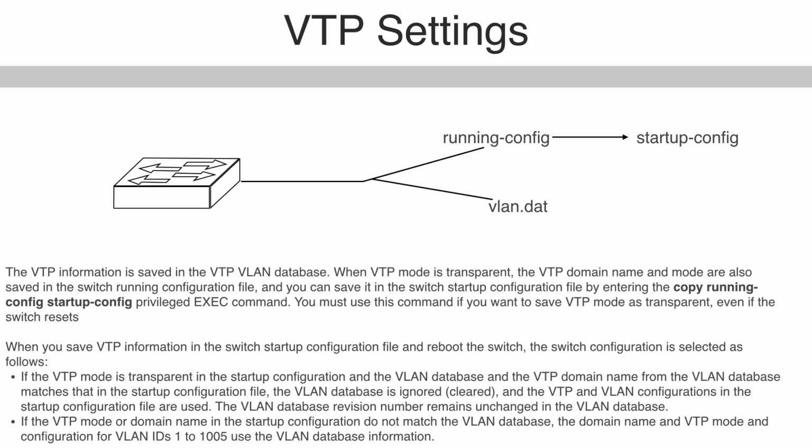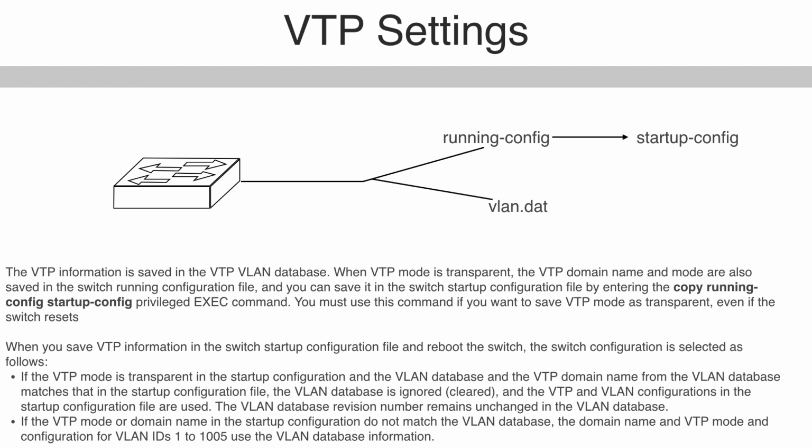When you save VTP information in the switch startup configuration file and reboot the switch, the configuration is selected as follows. If the VTP mode is transparent in the startup configuration and the VLAN database, and the VTP domain name from the VLAN database matches that in the startup configuration file, the VLAN database is ignored or cleared, and the VTP and VLAN configurations in the startup configuration file are used. The VLAN database revision number remains unchanged in the VLAN database.